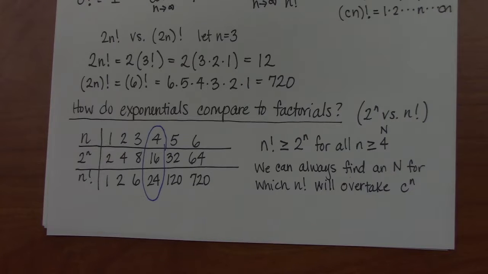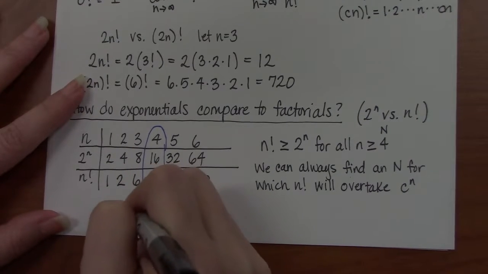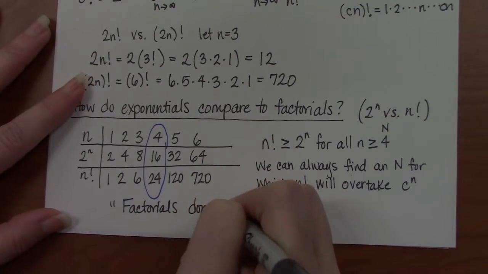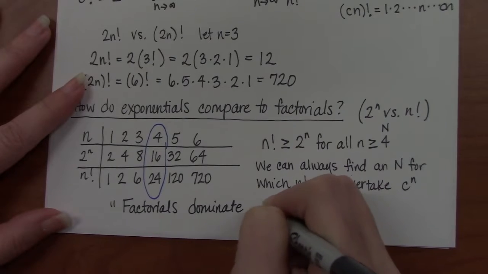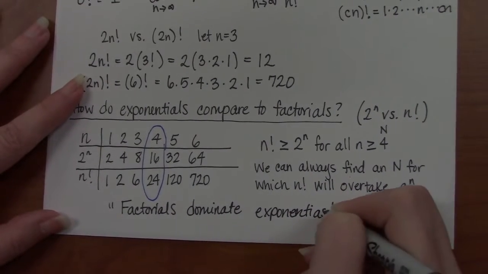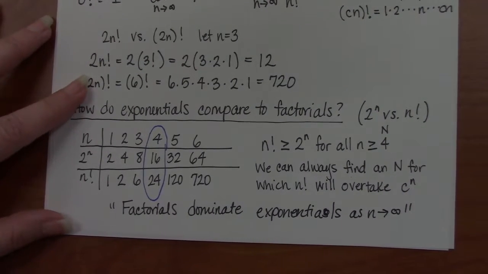Right? We know that by the time we get to infinity, the factorial is winning. So that's why we can say, in a more general sense, that factorials dominate exponentials as n goes to infinity.